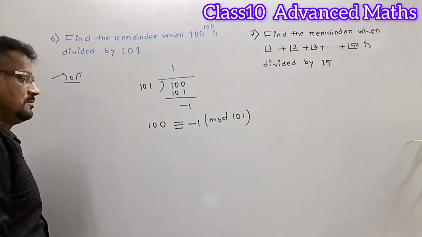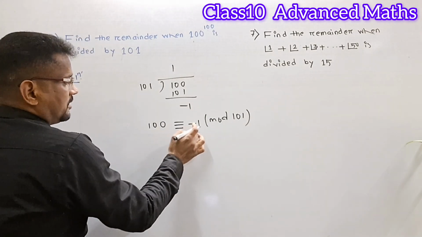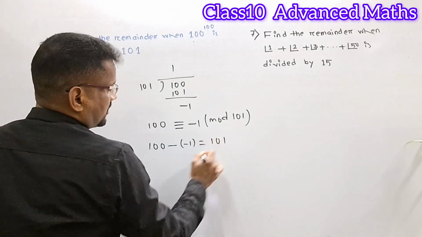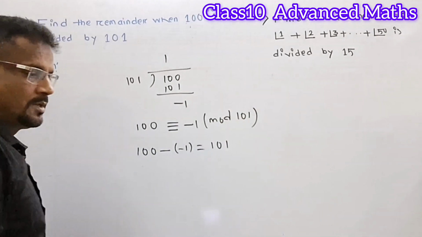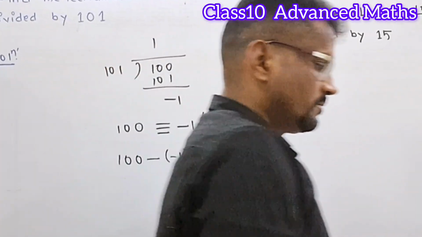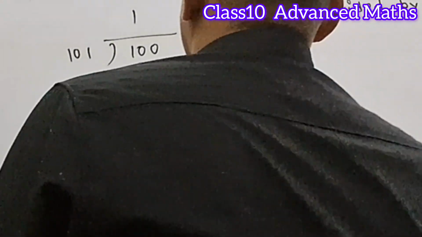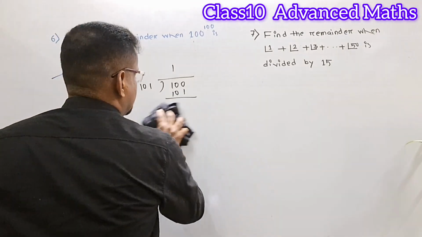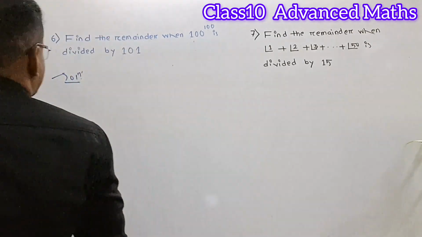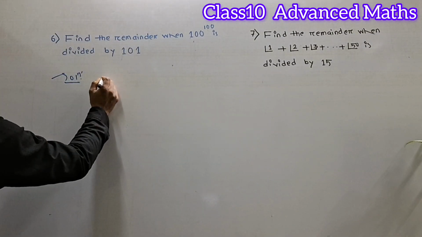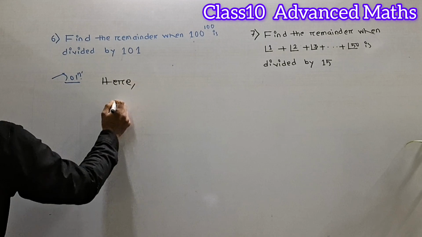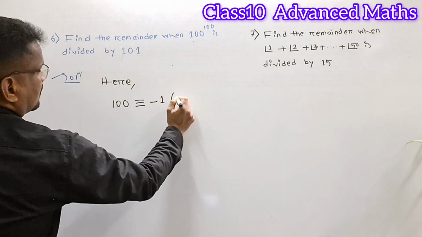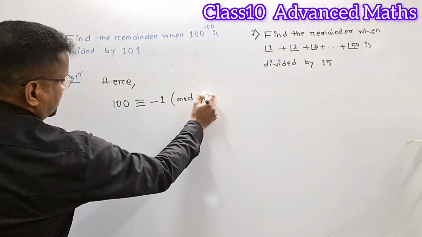This can be considered because if you subtract negative 1 from 100, that becomes 100 minus negative 1, which is equal to 101. This is divisible by 101. That's the definition of congruent modulo. So 100 is congruent to negative 1 modulo 101. Only this much concept you have to use here. So you can write 100 is congruent to negative 1 modulo 101.